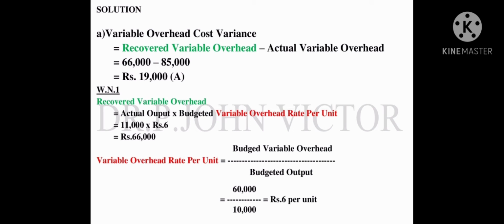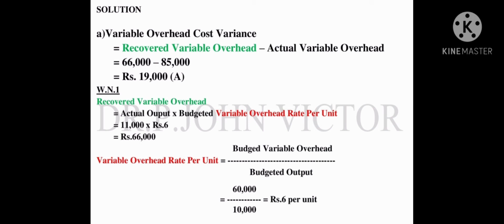Budgeted variable overhead given in the problem is 60,000 divided by budgeted output 10,000. It's given in rupees. So when dividing, we get rupees 6 per unit. This is the value of the variable overhead rate per unit, rupees 6.